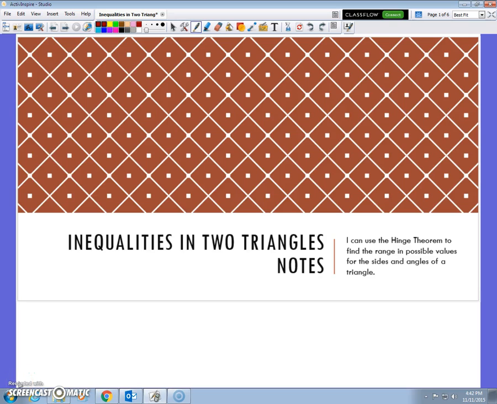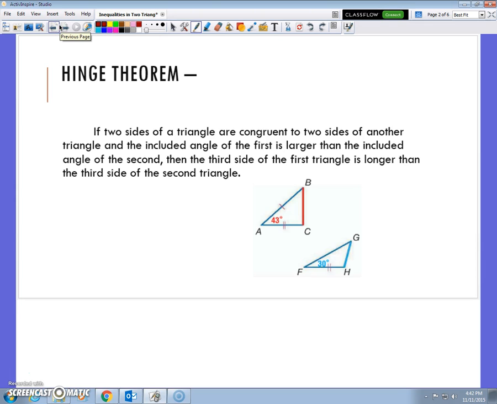Alright, this is Mr. Gillum, and today what we're going to learn about is the hinge theorem. It has to do with two triangles and the comparison between their sides and their angles. Let's take a look here. And a lot of words.